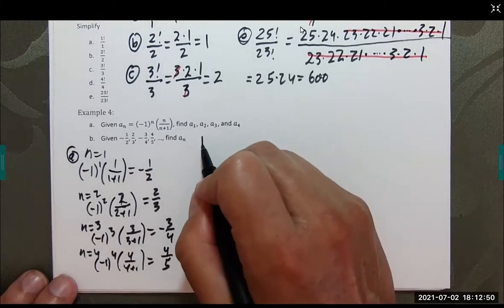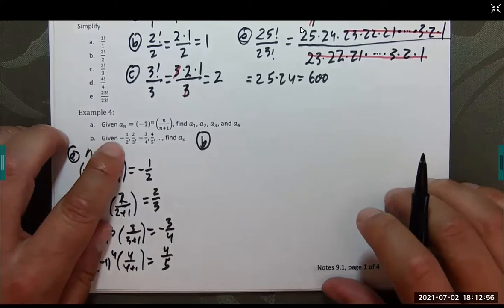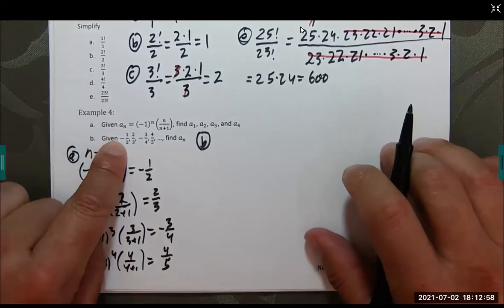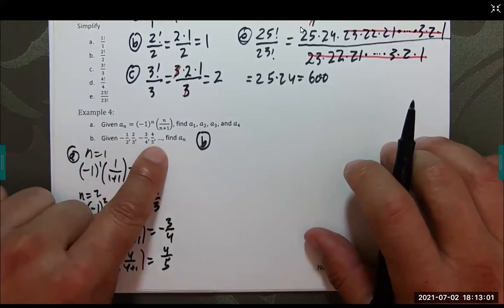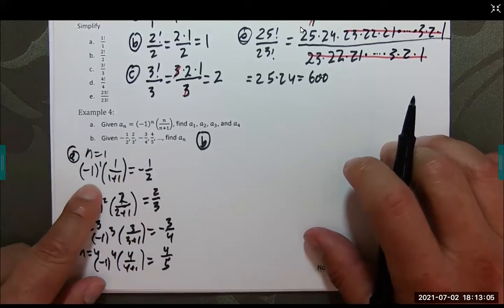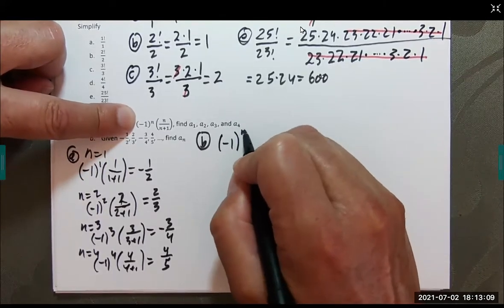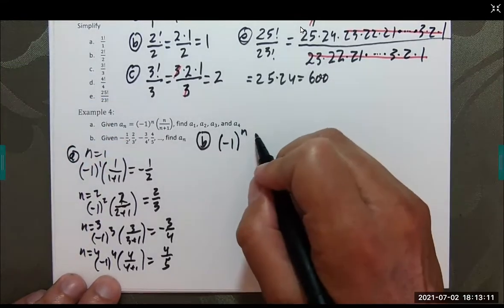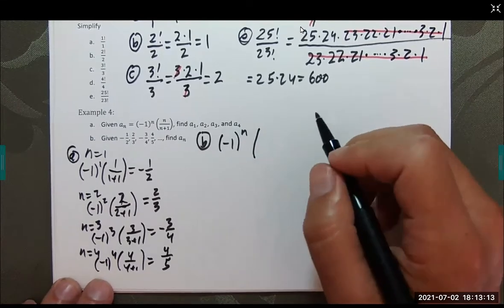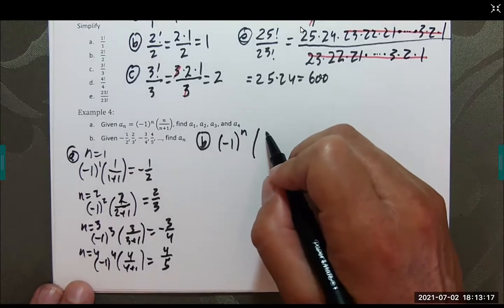Now, part B is a little bit different. They give us the terms. So negative 1/2, and let's see if we can see the pattern. First of all, it's what we call alternating. It's negative, then it's positive, then it's negative, then it's positive, and so on. Just like this first one was negative, then positive, negative, positive. And the part that did that was the negative 1 to the n. And you can see we are back to where we started.